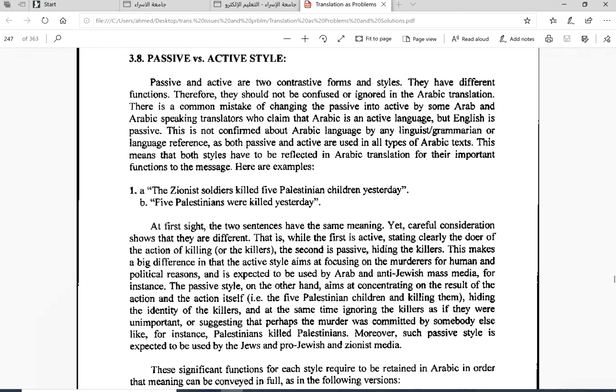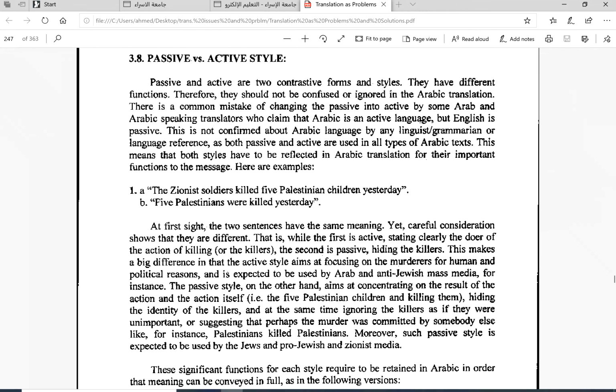Today we start lecture 2 of chapter 3, passive versus active style. Passive and active are two contrastive forms and styles. They have different functions, therefore they should not be confused or ignored in the Arabic translation.